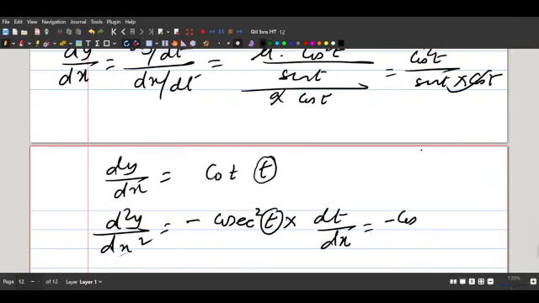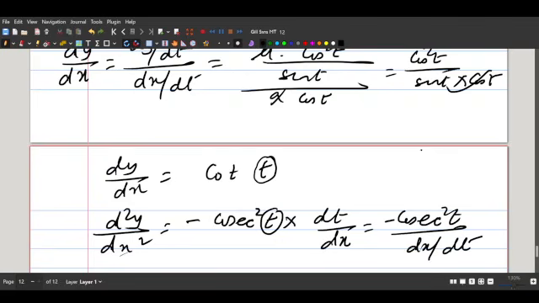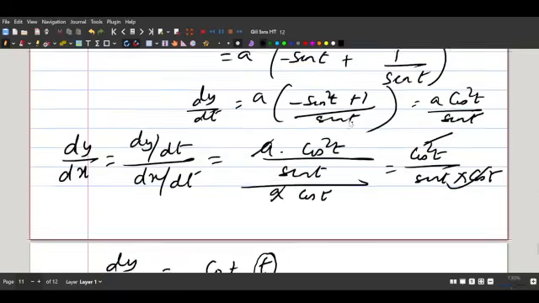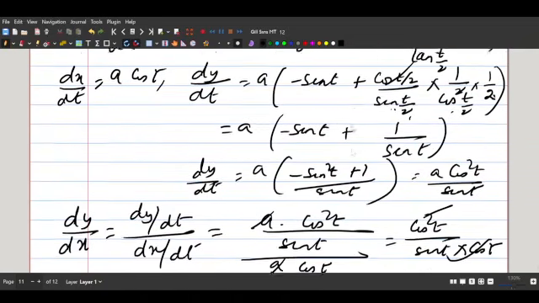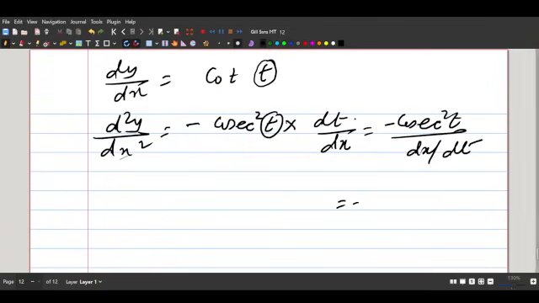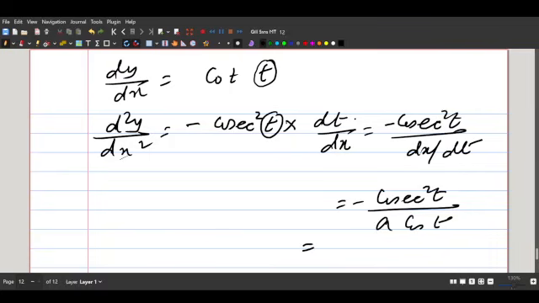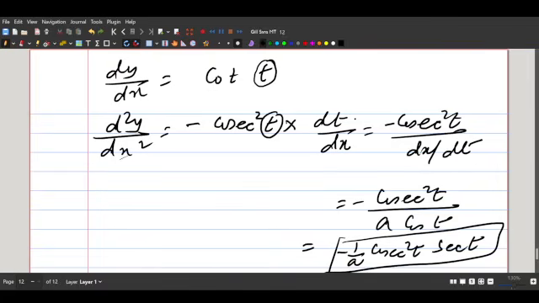Dt upon dx means we have to divide by dx by dt, because if I take the reciprocal, it will give you dt upon dx, and already we have dx by dt, that is a cos t. I'm going to put it here: minus cosecant square t, and this is your a cos t. So minus 1 upon a cosecant square t, and this is your secant t, right? This is the double derivative of y.